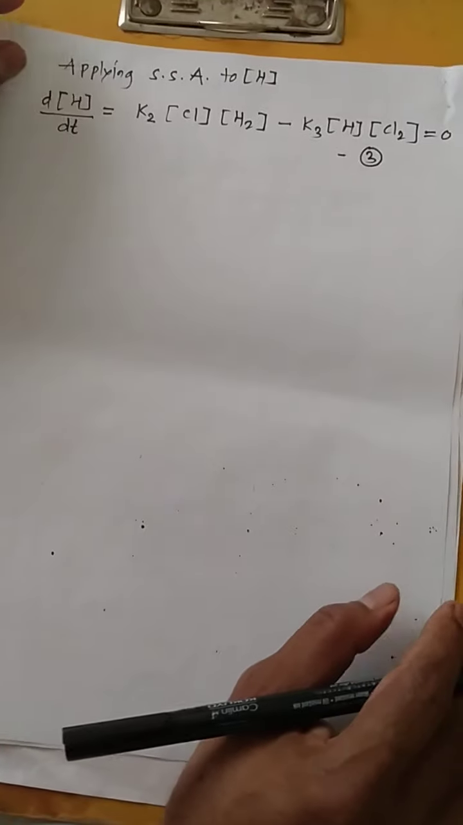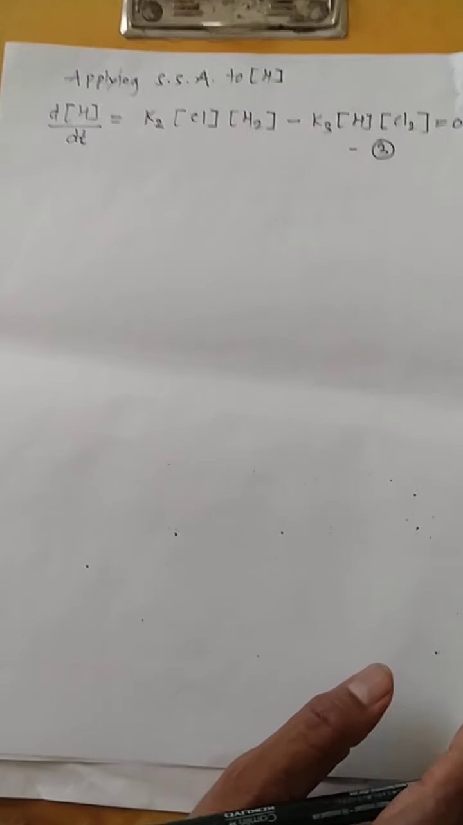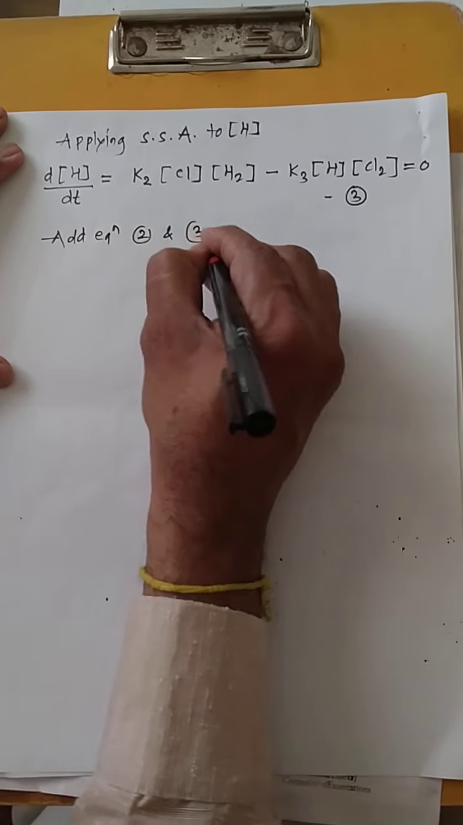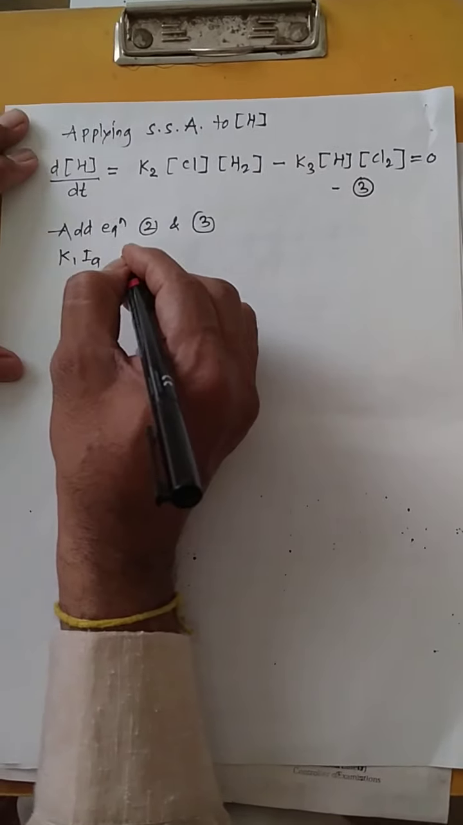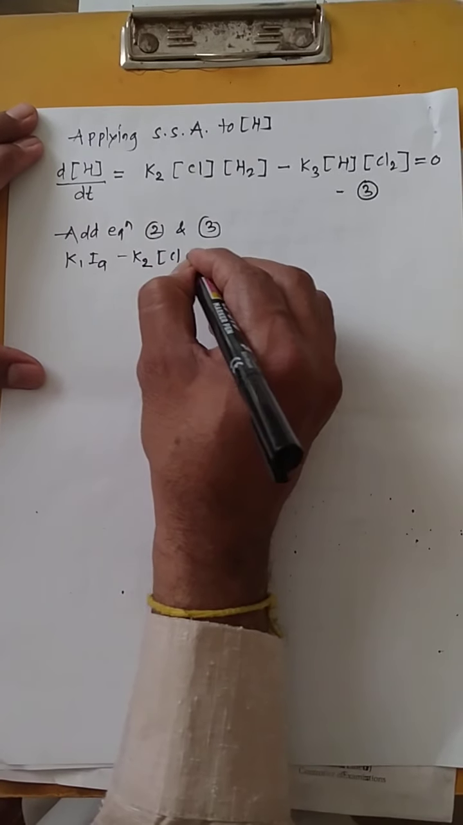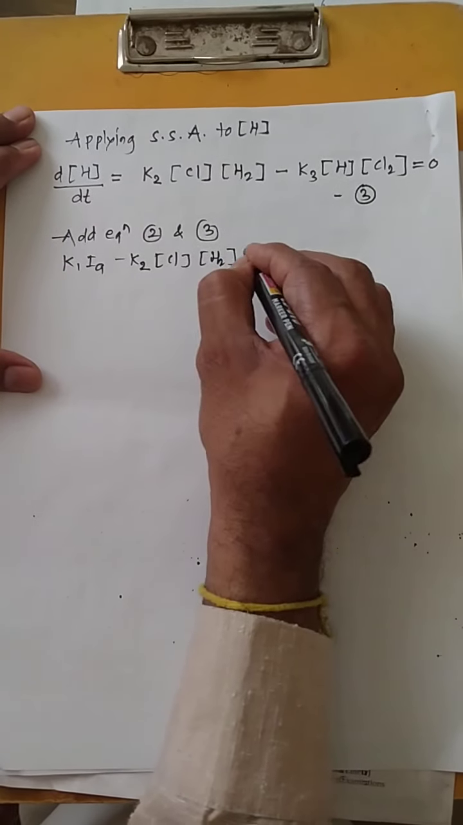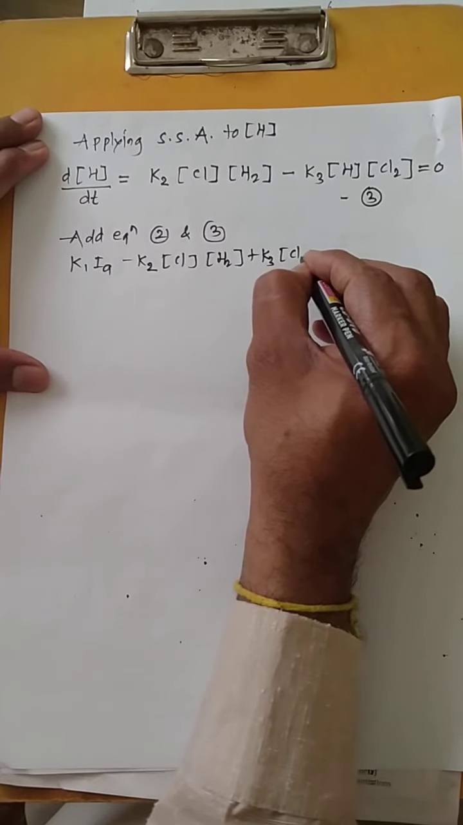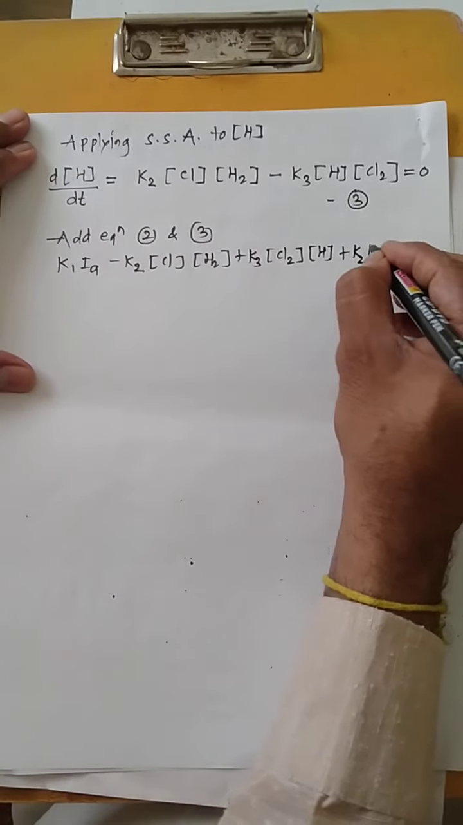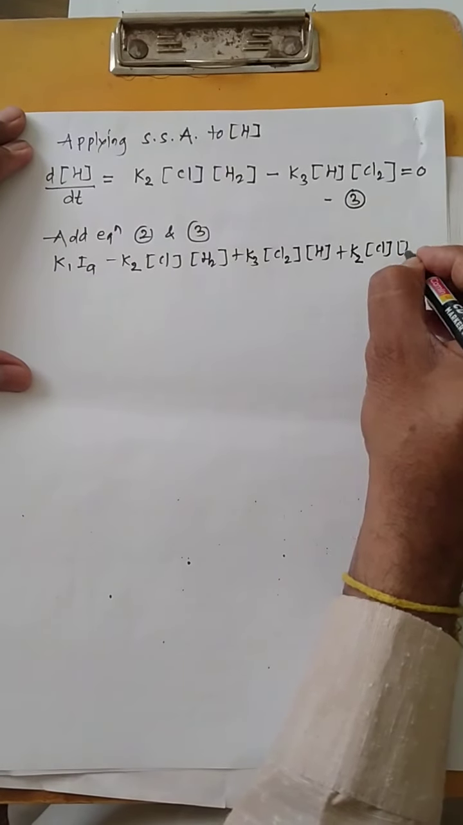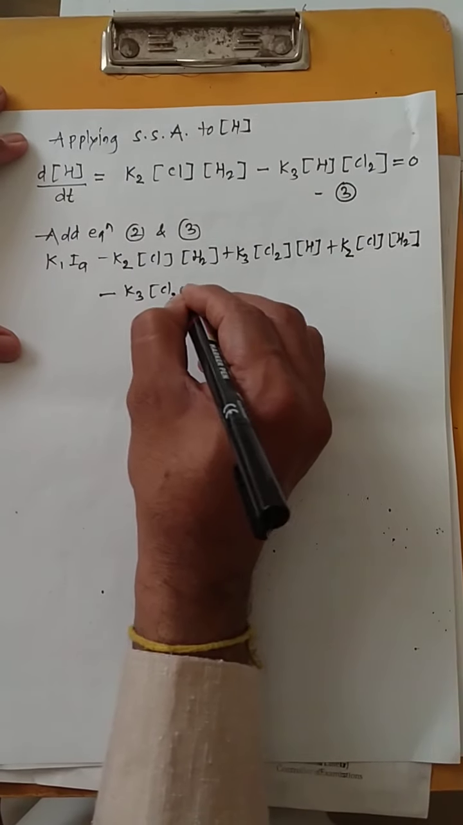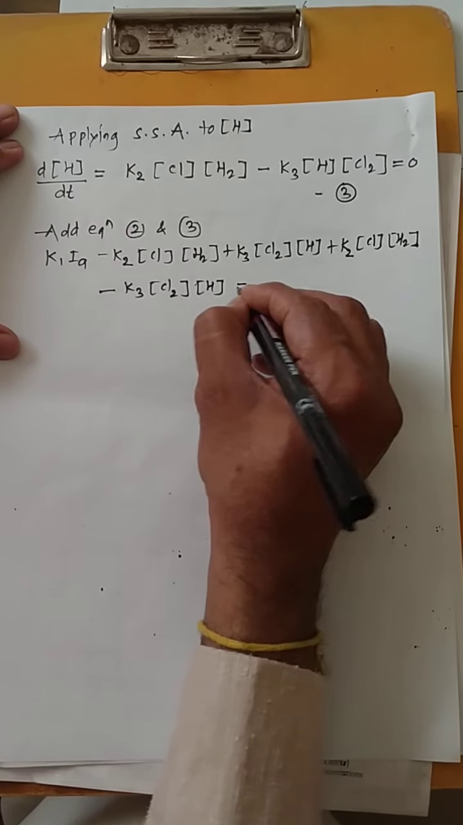Now adding equations 2 and 3, we get the value of concentration of Cl. K1 intensity absorbed, minus K2 concentration of Cl concentration of H2, plus K3 concentration of Cl2 concentration of H, plus K2 concentration of Cl concentration of H2, minus K3 concentration of Cl2 concentration of H. This is equal to 0.